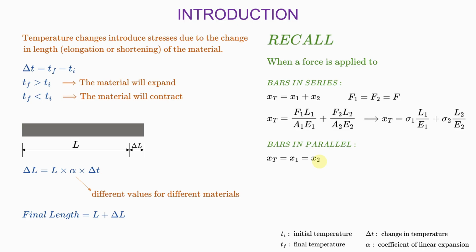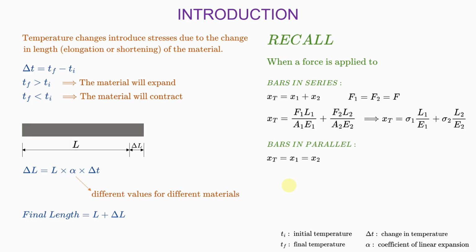Okay, that is what we mean by bars in parallel. So when you deform them, they both deform by the same amount. So the deformation of the compound bar is equal to the deformation of the first bar, which is also equal to the deformation of the other bar. So it's very important to remember this.